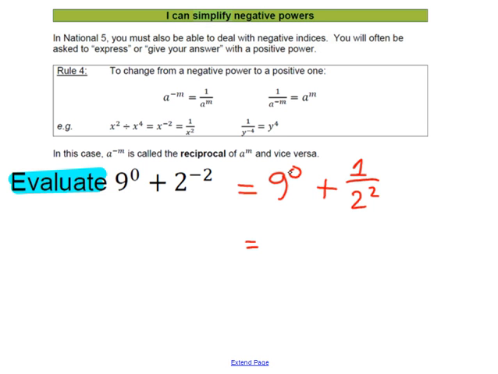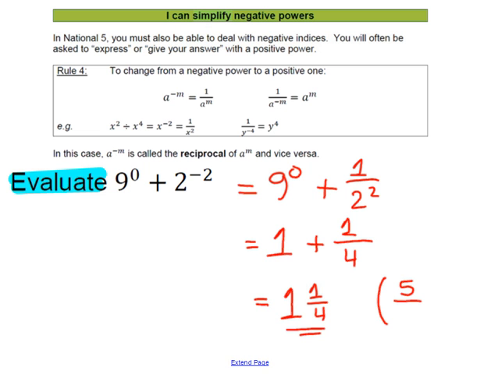9 to the power of 0, remember if we go back to our very first rules, anything to the power of 0 is 1. So 9 to the 0 is 1. Plus 1 over 2 squared, we know that's 4. So our answer is 1 plus a quarter, or how we would normally write that is 1 and a quarter. Equally acceptable would be 5 over 4. Either version would be just as efficient and just as accepted at National 5.